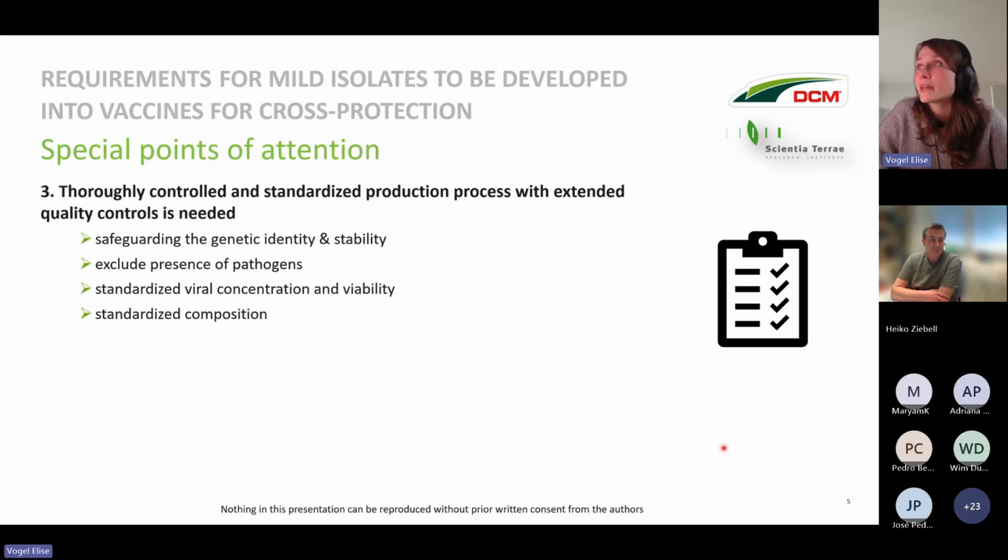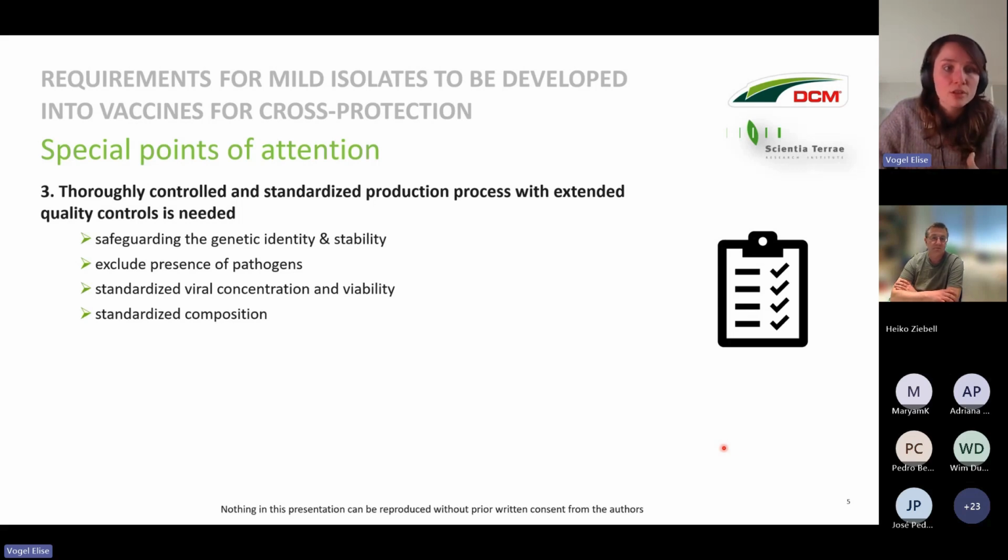When developing a mild isolate into a cross protection strategy, of course, the production process needs to be controlled, standardized, and needs to have extended quality control. So I mentioned already a couple of things that are needed for your virus, so your mild isolates, before it can be developed into a cross protection. So it's, of course, very important that you keep doing these checks also as a quality control, specifically with regard to genetic identity and stability.